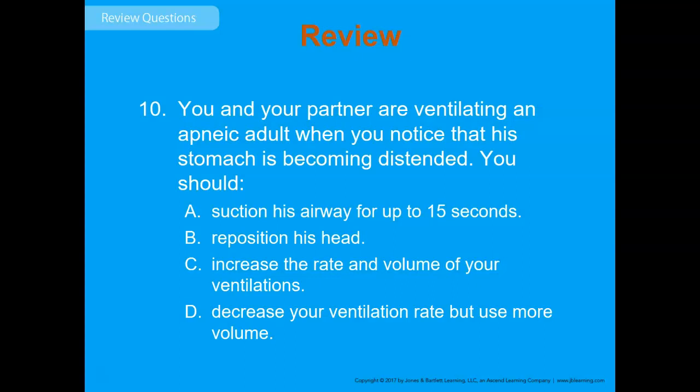So what are we thinking? It looks like we got a couple that could be pretty good answers. Right away, we can mark out C, can't we? We don't want to turbo boost our broken engine. And then D, we've never heard of decreasing your ventilation rate but using more volume. That really doesn't make any sense, does it? So we got A and B.